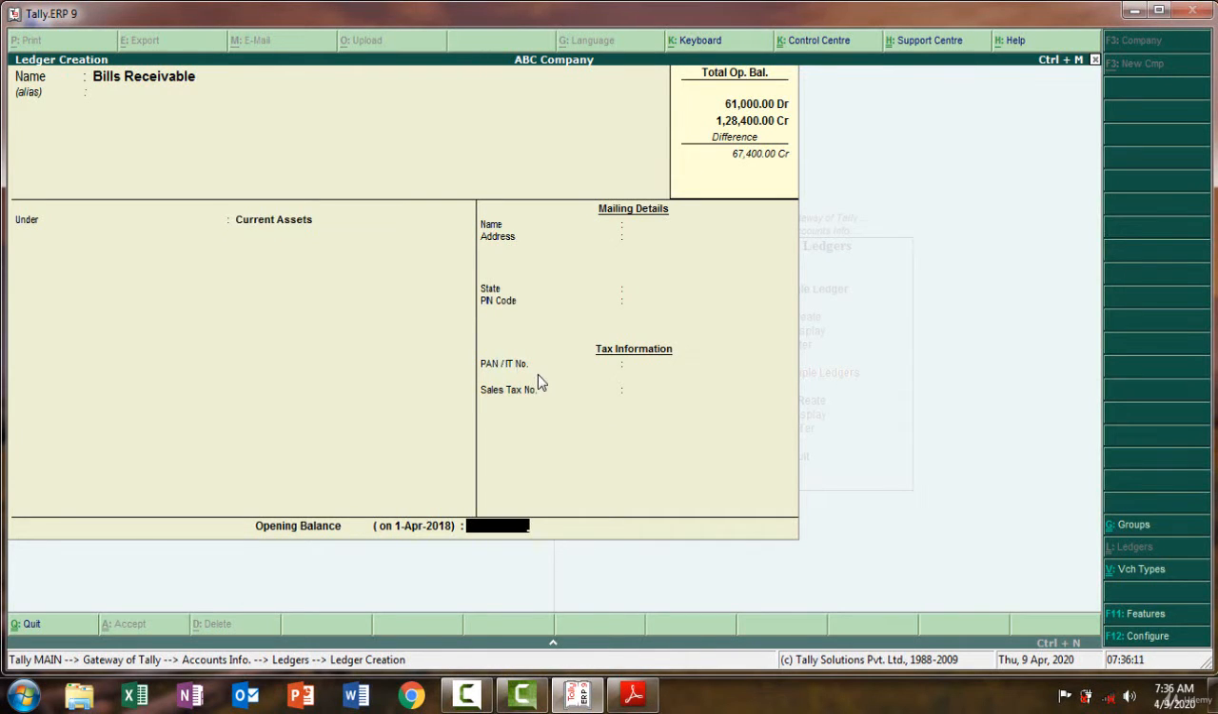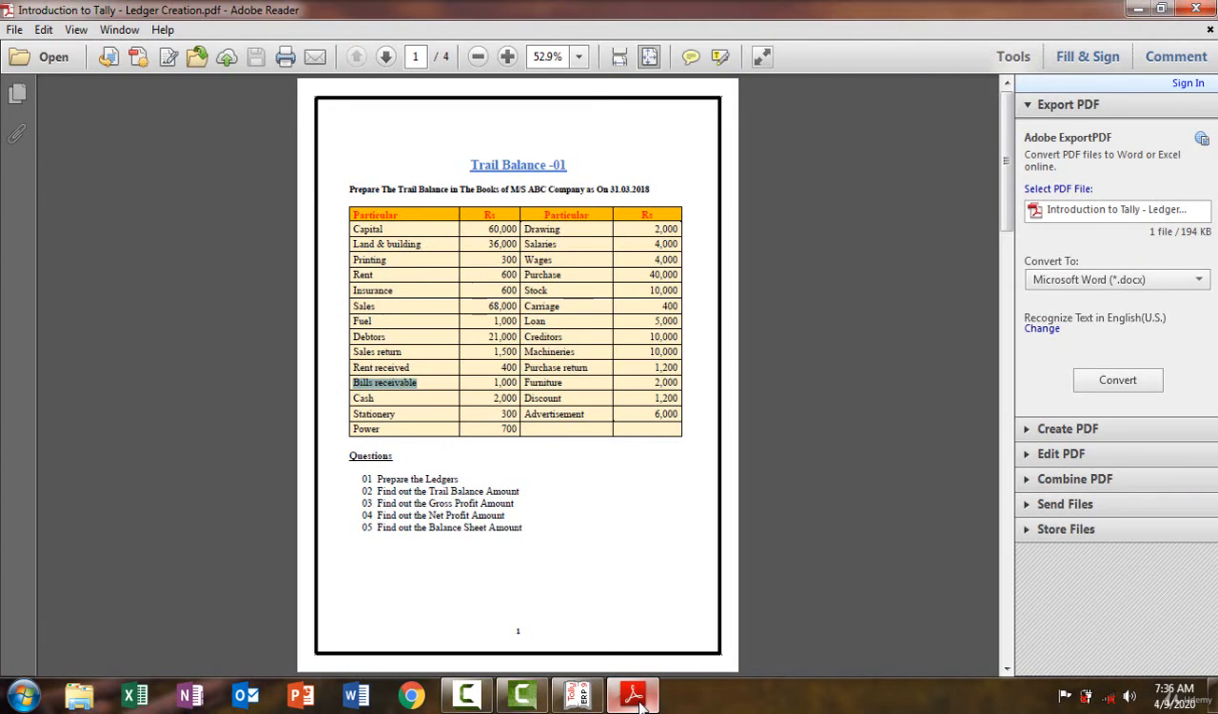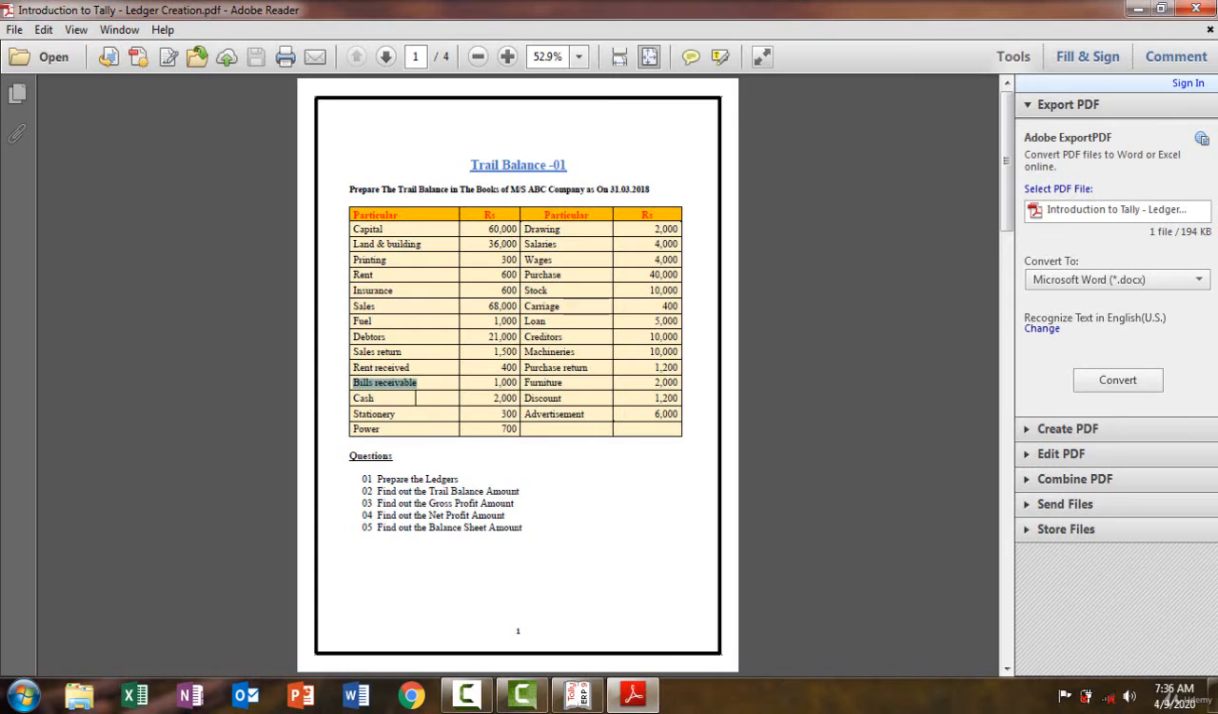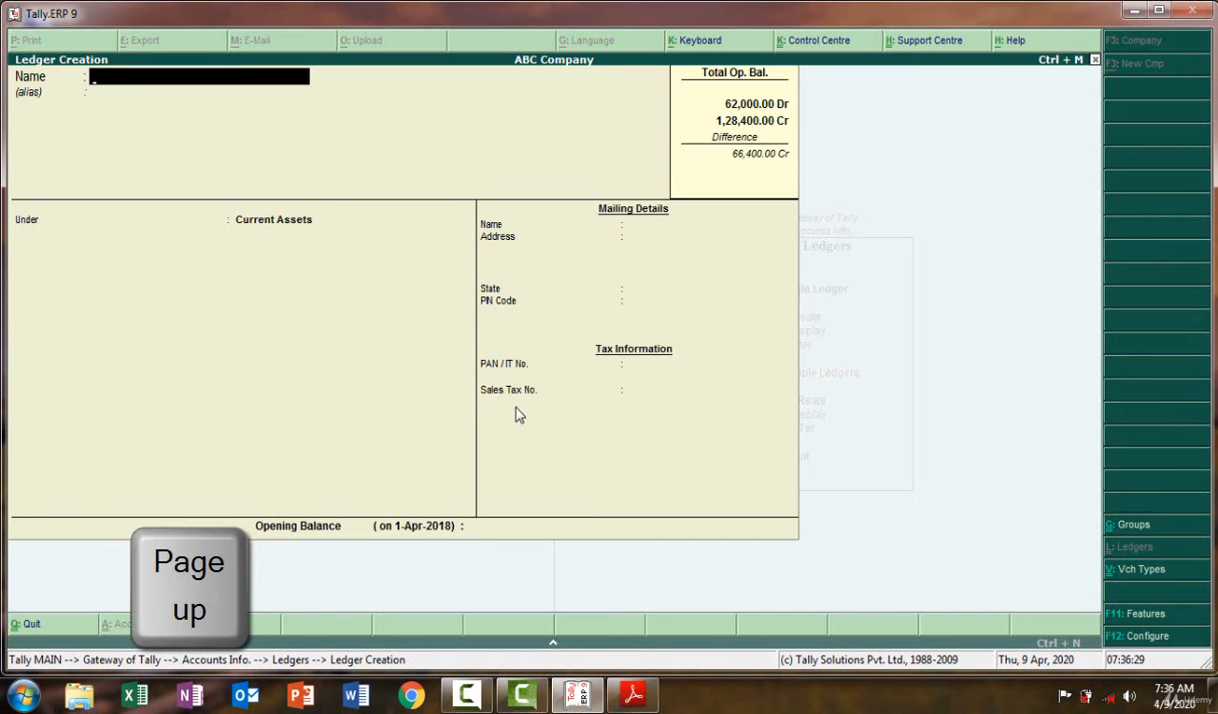And then the amount is 1000. I'm going to type 1000. The assets account is always debit. And then the next one is cash. Cash is the default account, so we have to press the Page Up key.